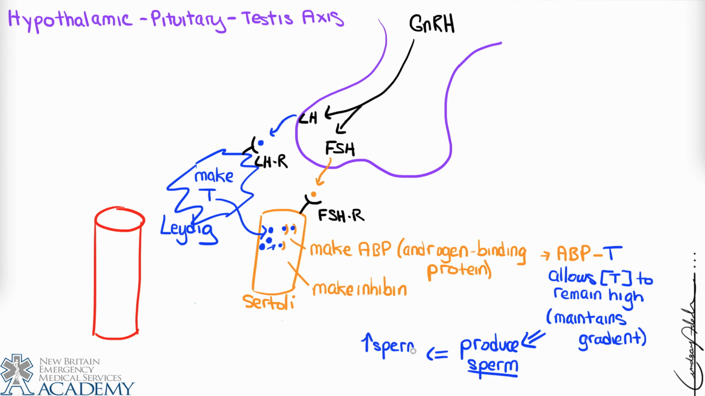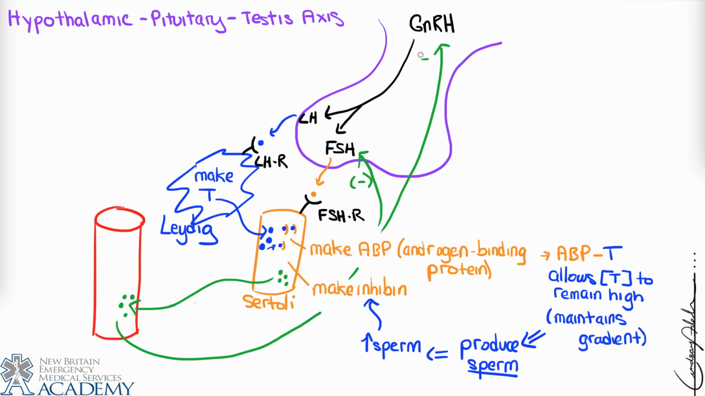An increase in the sperm count is going to trigger the Sertoli cells to make inhibin. And so inhibin is actually going to diffuse into the bloodstream, and it will travel back and provide negative feedback inhibition of FSH and GnRH.